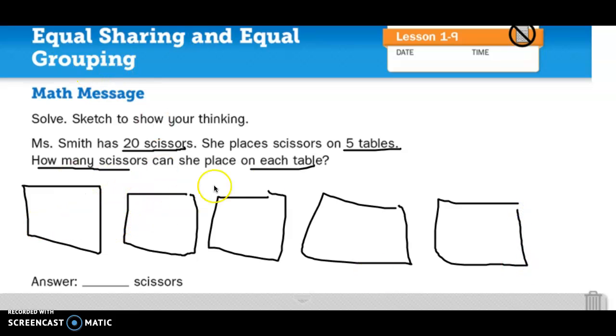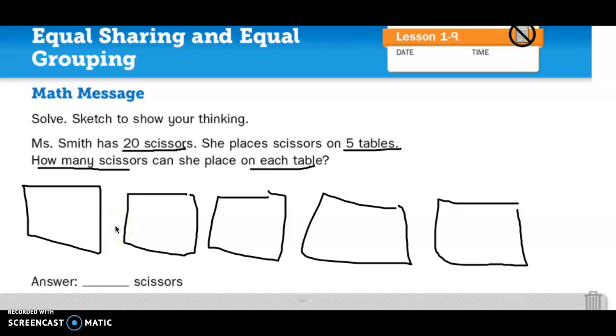How do we know how to place them on each table? She places scissors on 5 tables. How many scissors can she place on each table? So make these an even amount of scissors on all of them. Make sure they're the same on all of the 5 tables and try to answer that question, how many scissors? Okay, put me on pause. Go ahead and try to solve it. We'll come back together and go over the answer.